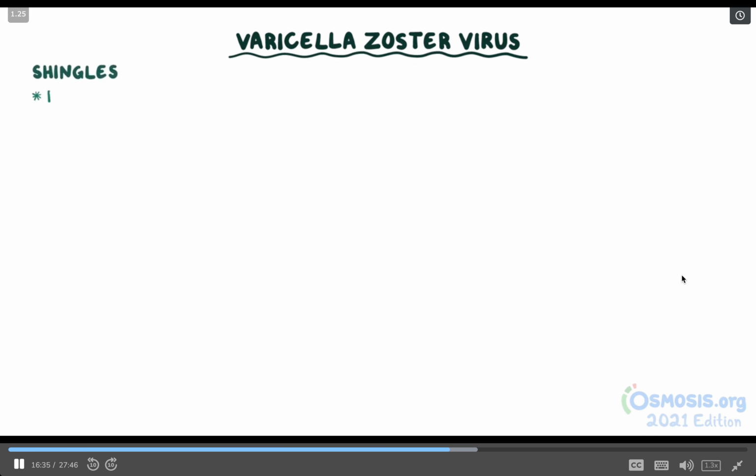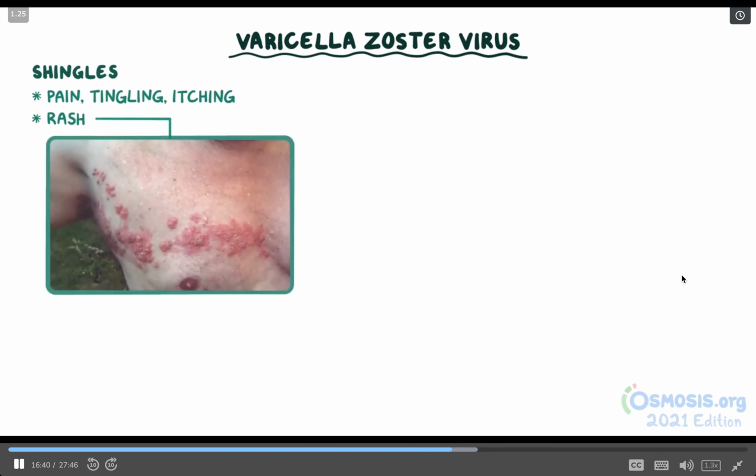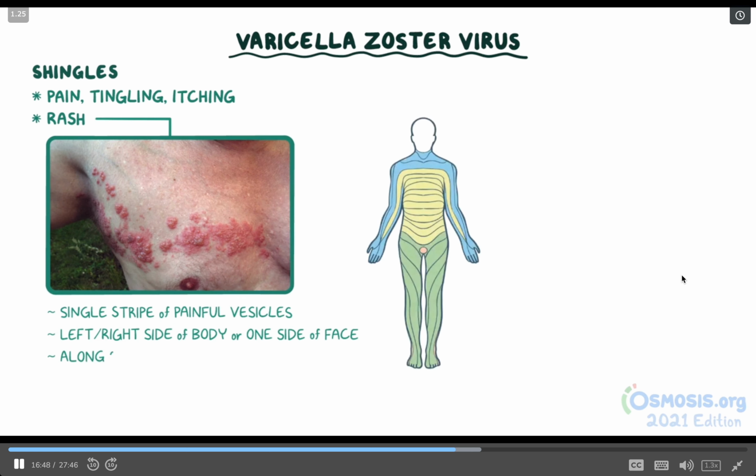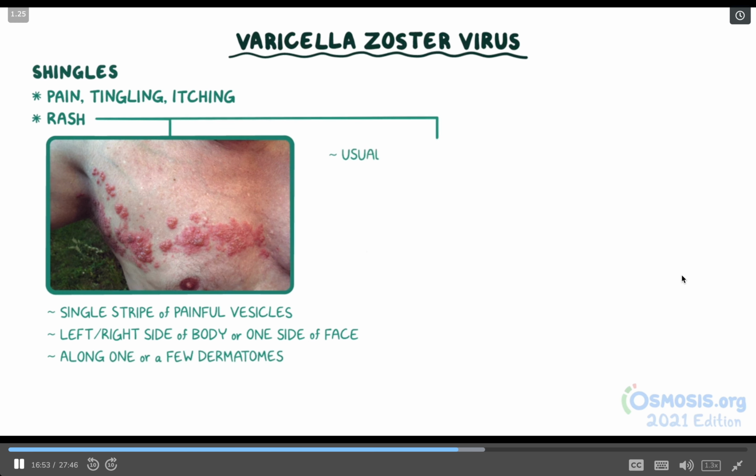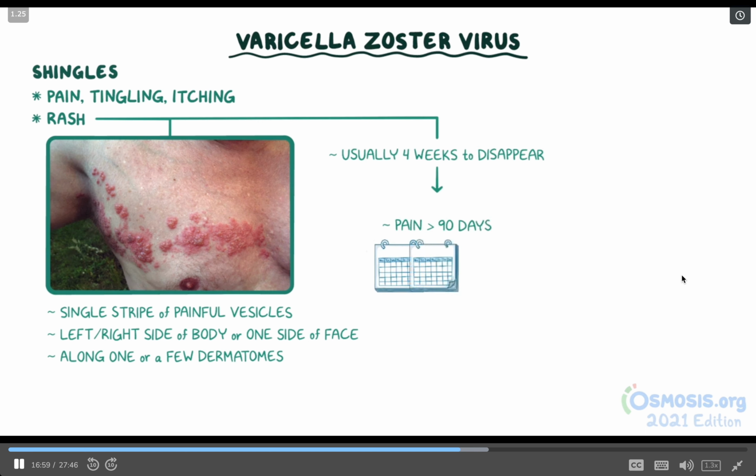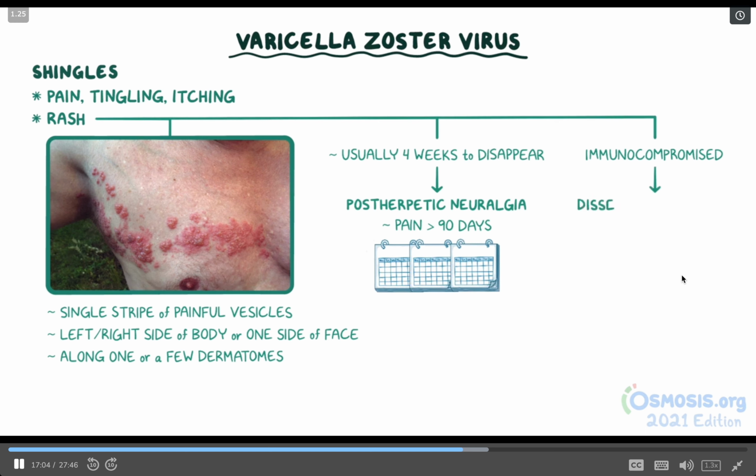In shingles, there's typically pain, itching, or tingling in the area where the rash will develop. The rash is usually in a single stripe of painful vesicles around either the left or right side of the body or on one side of the face, along one or a few dermatomes. It usually takes 4 weeks for the rash to disappear, but the pain can linger for more than 90 days, called postherpetic neuralgia. In immunocompromised patients, disseminated lesions may occur, in which the lesions are not restricted to a dermatome.